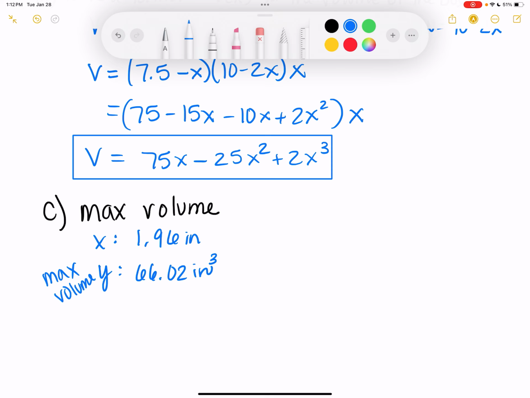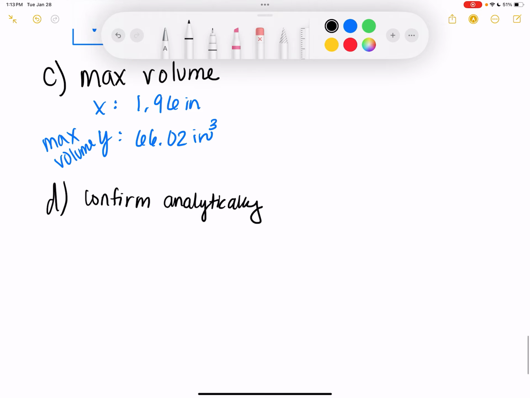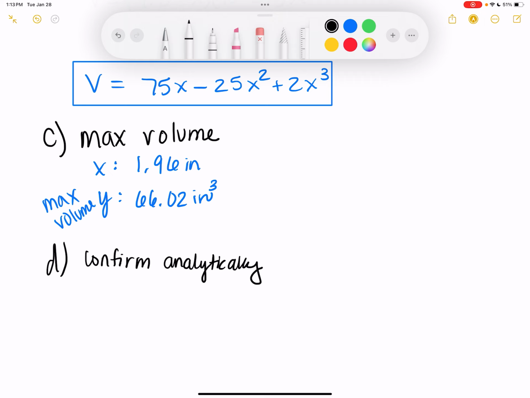All right. Then they want us to confirm this analytically. So right now we've done it graphically, but let's say hypothetically you did not have a calculator. We may still need it technically to get the decimal, but let's say you couldn't graph on your calculator. So we need to first and foremost take the derivative of v, which would be what? 75 minus 50x plus 6x squared. Now I set this equal to 0.